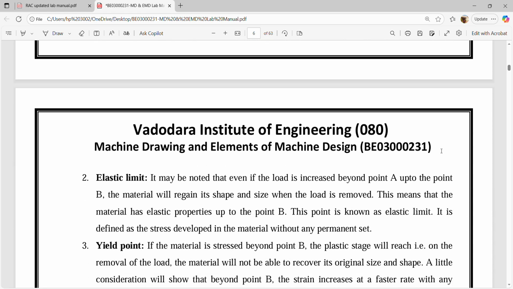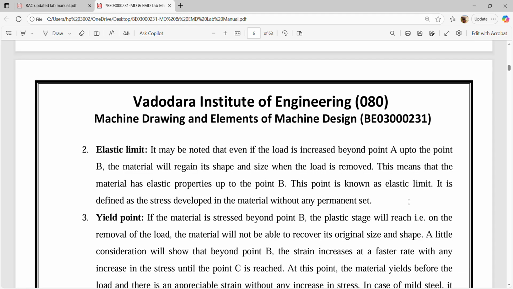Second is elastic limit. It may be noted that even if a load is increased beyond point A up to the point B, the material will regain its shape and size when the load is removed. This means that the material has elastic properties up to the point B. This point is known as elastic limit. It is defined as the stress developed in the material without any permanent set. Third is yield point. If the material is stressed beyond point B, the plastic stage will be reached. On the removal of the load, the material will not be able to recover its original shape and size.